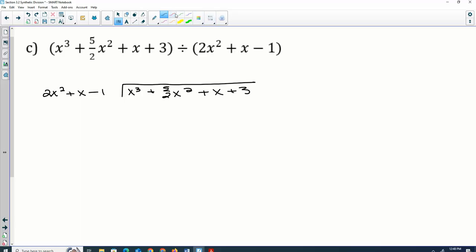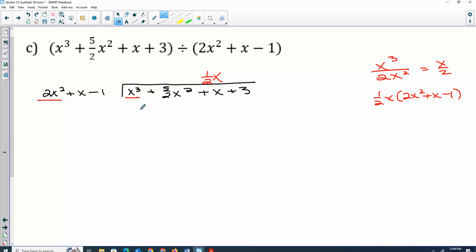What's my first step? Divide. I need x cubed divided by 2x squared. It gives me x over 2, or you could even write it as 1/2 x. So it's okay to have a fraction. What's step 2? So I take 1/2 x times my 2x squared plus x minus 1.